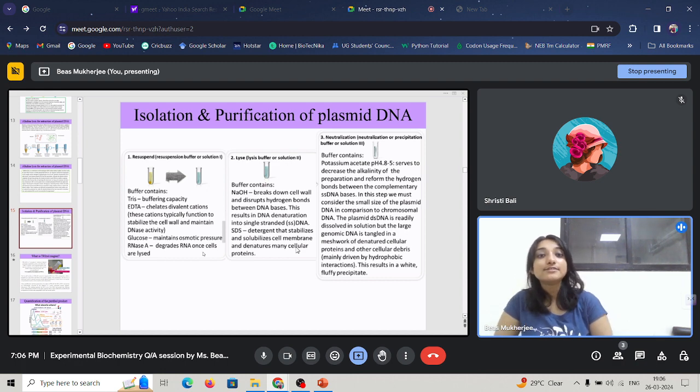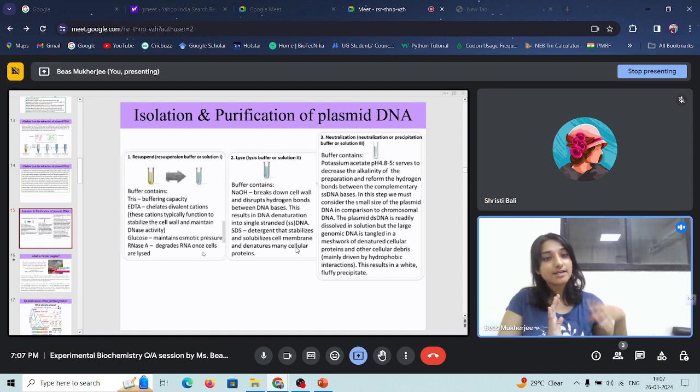Fine. Then there is neutralization. What is happening in the neutralization or precipitation buffer? Here potassium acetate salts are added, and the pH is changed. Tris has a very alkaline pH, but here it is acetate pH, right? So it is dropping the pH, which serves to decrease the alkalinity of the preparation and reform the hydrogen bonds. So hydrogen bonds are now getting reformed, but only selectively for the plasmid.